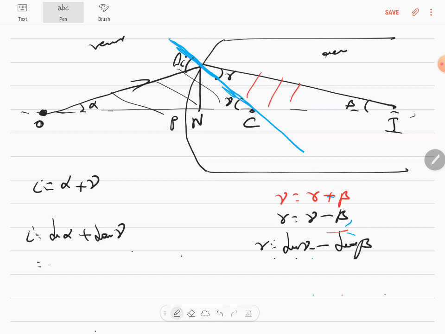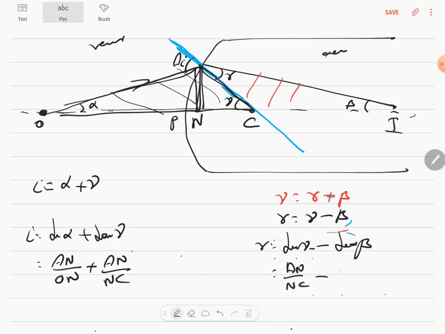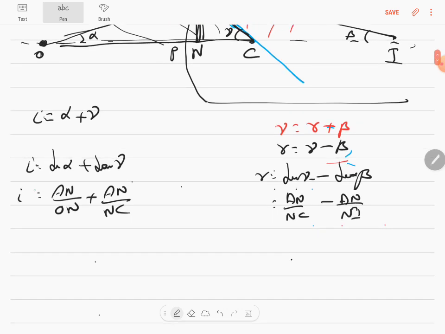What is tan alpha? From the triangle OAN, right triangle, tan alpha is AN by ON. What is tan gamma? From this triangle ANC, it is AN by NC. Here also tan gamma is AN by NC minus tan beta. What is tan beta? From this triangle, tan beta is AN by NI. So you know this is I, this is R.